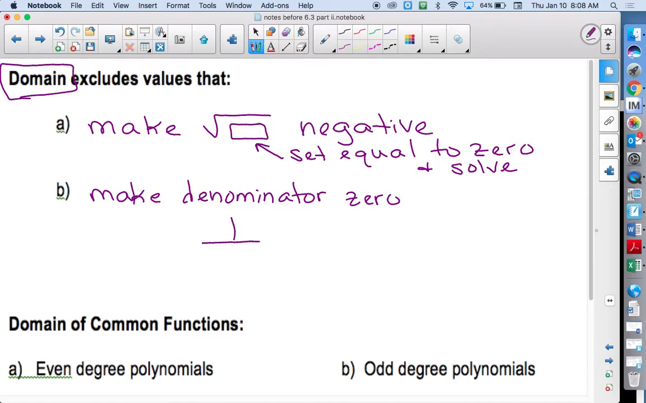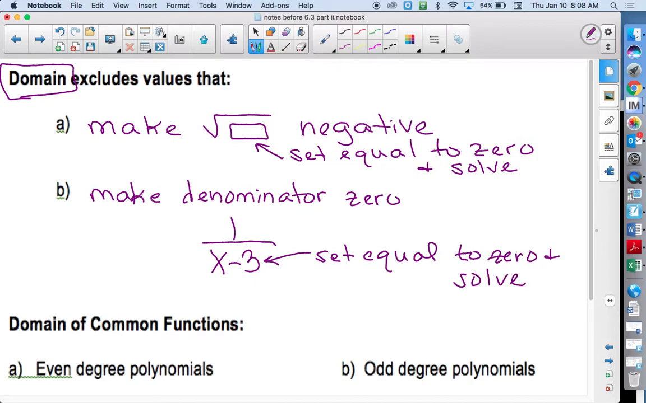So if I have 1 over x minus 3, if I set this equal to 0 and solve, then I can find out what that special number is that makes the denominator 0. So we're just focusing on domain right now.